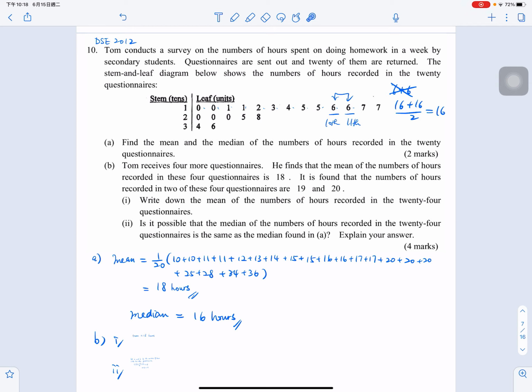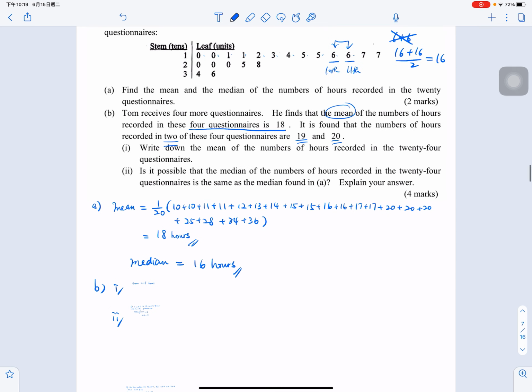Okay. B. Tom received 4 more questionnaires and he found that the mean of the numbers of hours recorded in these 4 questionnaires is 18. It is found that the numbers of hours recorded in 2 of these 4 questionnaires are 19 and 20. Okay, this one is the mean of the 4 questionnaires, and 2 of them are 19 and 20. That means 2 data. Part B1. Write down the mean of the numbers of hours recorded in the 24 questionnaires. Okay, what is the mean?